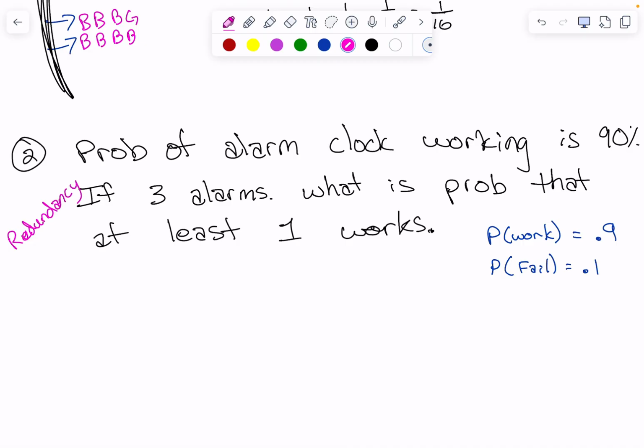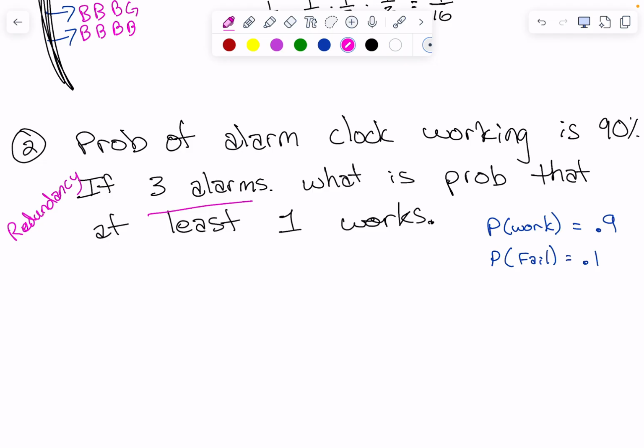Redundancy. That's the process of using multiples, right? So we did 3 alarm clocks. I'm going to set 3 of them. And what's the chances that at least one of those 3 are going to go off? Maybe all 3 of them go off. I don't know. Maybe only 2 of them go off. Maybe only 1 of them goes off. But at least 1 of them is going to work, right?